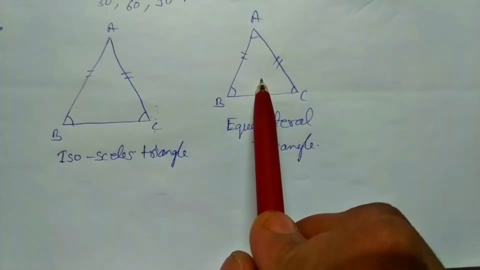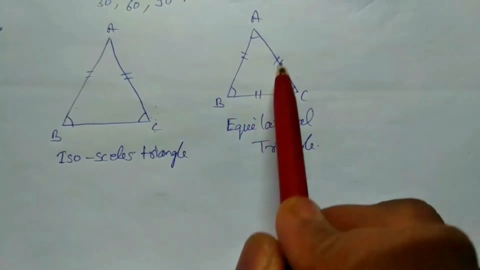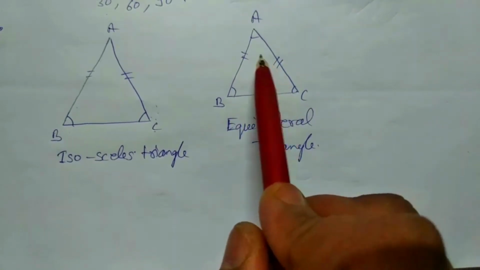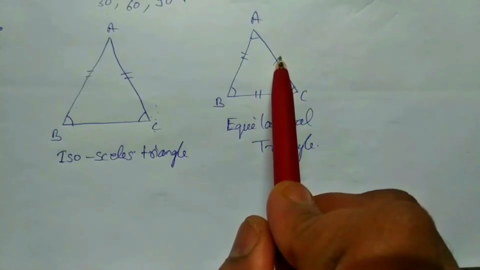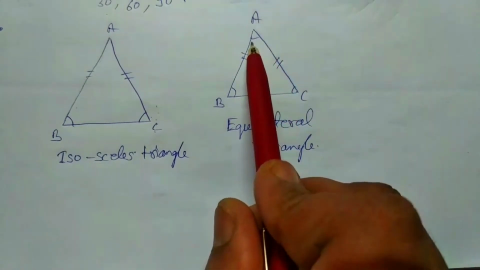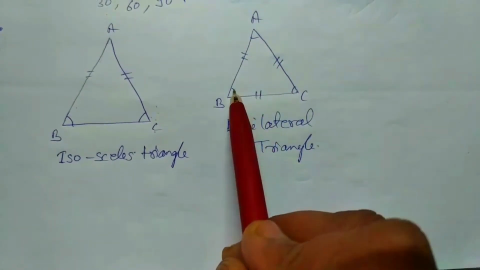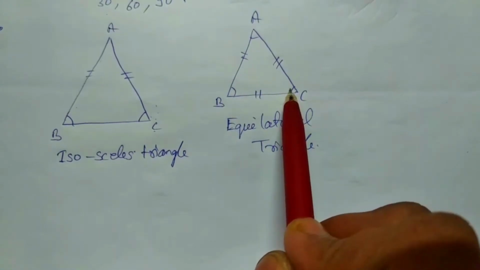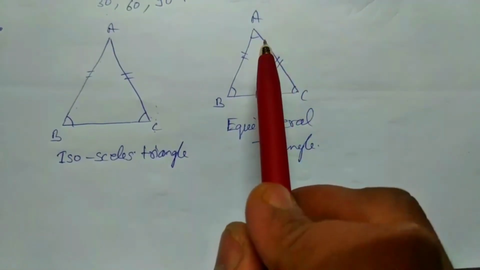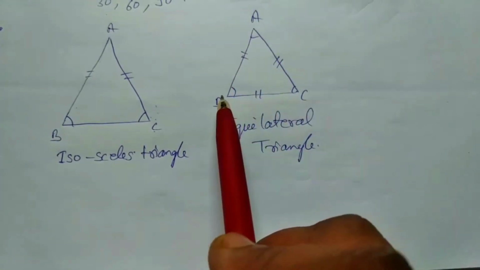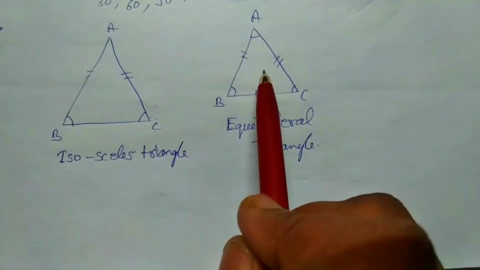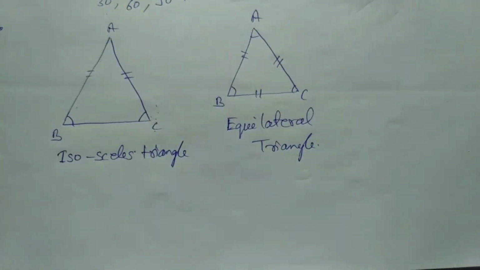This is the property of an isosceles triangle. Now this is an equilateral triangle in which all the sides are of equal measure. Suppose it is 3 centimeter, it will be 3 centimeter, it will be 3 centimeter. If one angle is 60 degree, the other angles are also 60 degree. In an equilateral triangle, all angles are 60 degree only. Okay, it is the property of these two triangles.